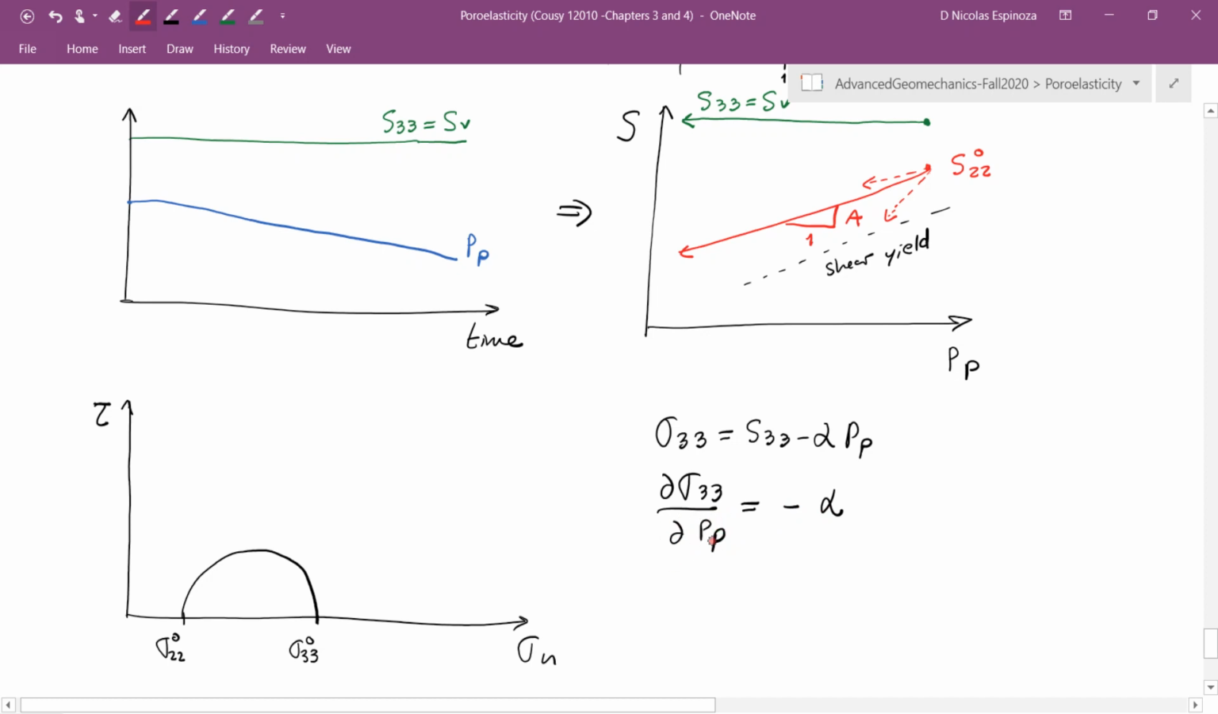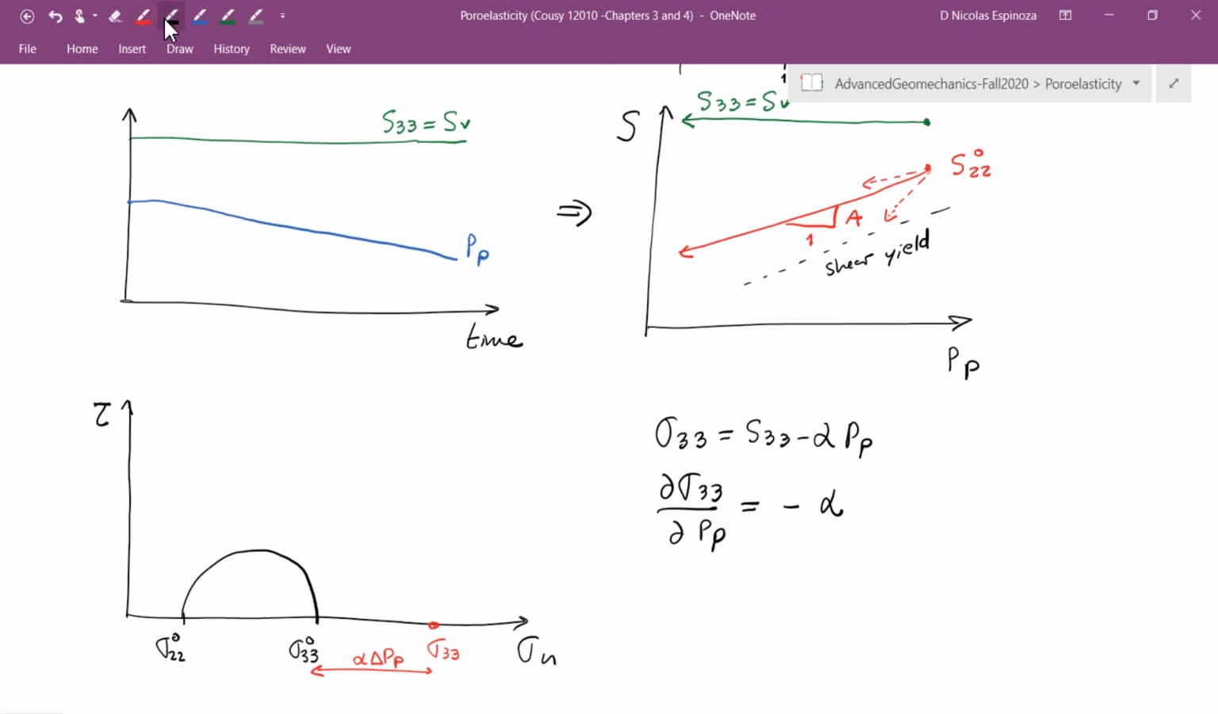And if I have a negative change of pressure, that means the pressure is lower in the final point, then negative times negative is going to be positive, and the change of effective vertical stress, sigma 33, is going to be positive. And the new position is going to be somewhere over here, where the distance between these 2 points is alpha times the change of pore pressure. That's for the new effective vertical stress.